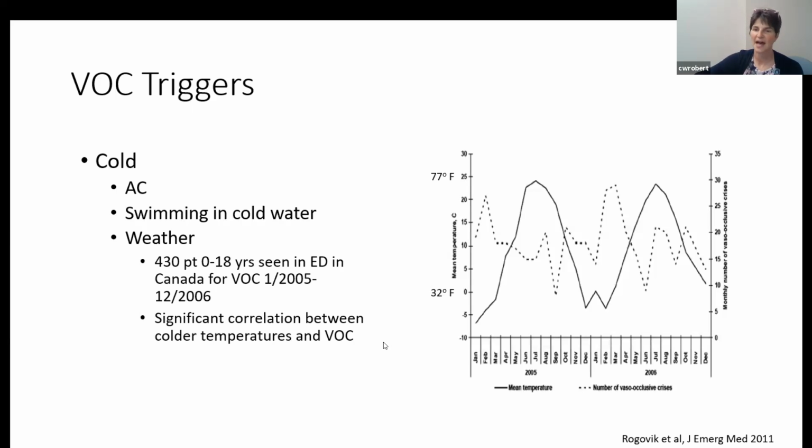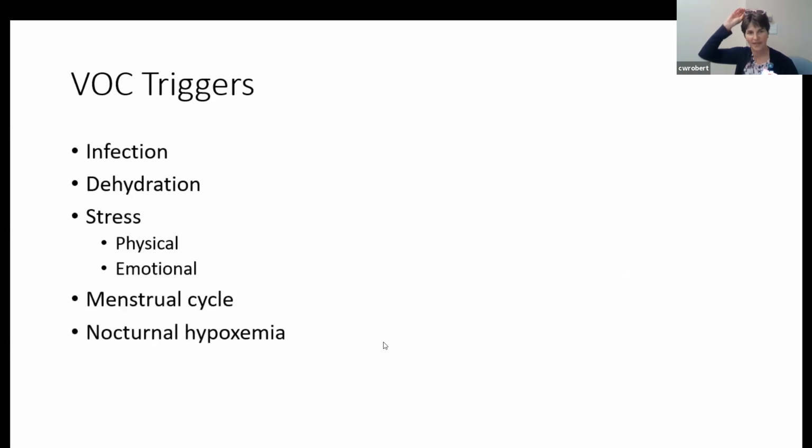So the solid line is temperature. The bottom is 32 degrees, the high is 77 degrees. And the dotted line is the pain crises coming to the ED. You can see when the temperature goes up, pain crises go down. When the temperature goes down, pain crises go up. So there is some correlation there, so there's some validity to it. Whenever you're cold, you vasoconstrict. And so if you have vasoconstriction in these small vessels, which is where the sickling's already happening, you delay the transit time of the red cell even further, causing more sickling and pain.